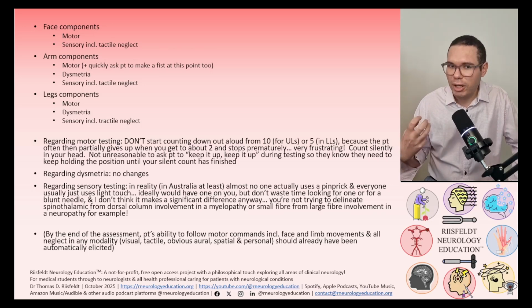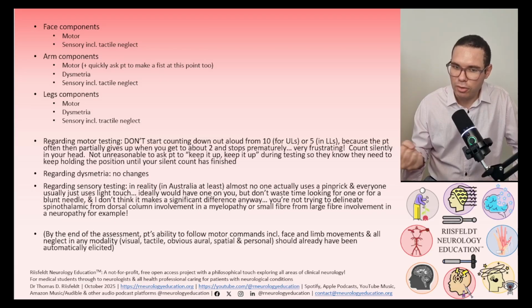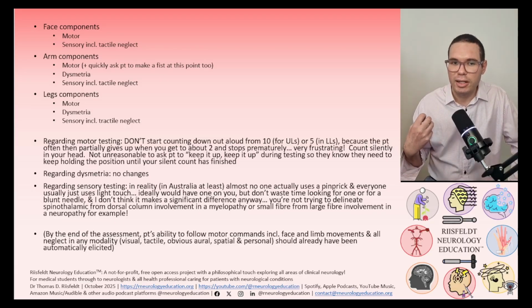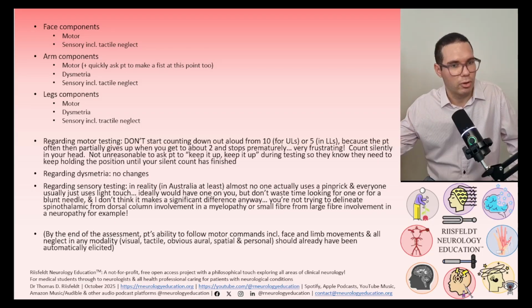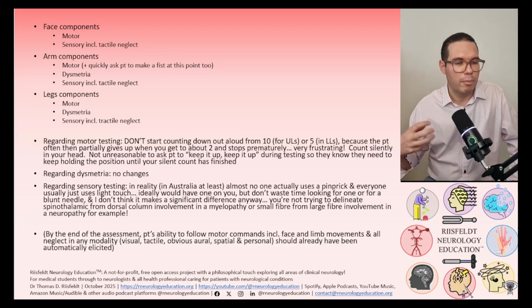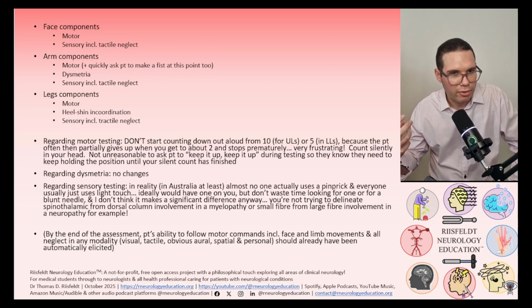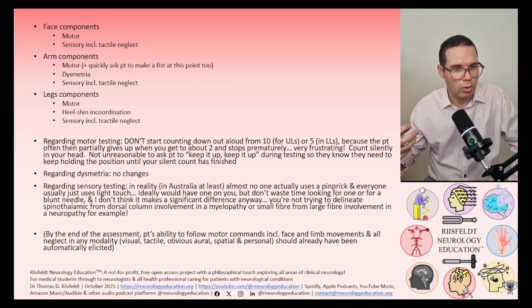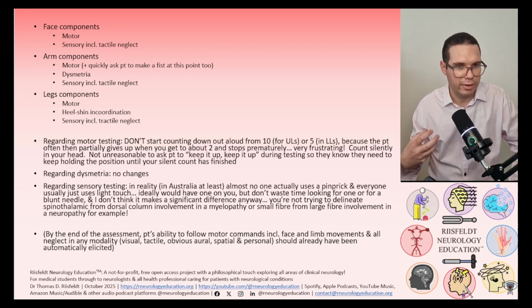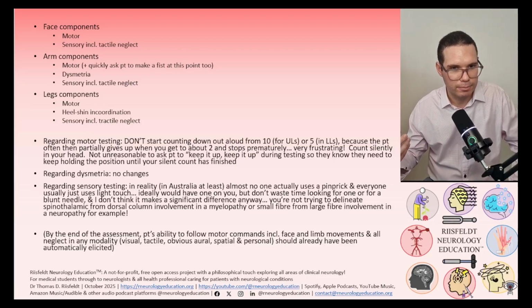But to do it by the book, at that point, you could also just ask the patient to quickly make a fist. So you've tested that component of the NIHSS as well. Similarly, with the testing facial power, you're asking the patient to close their eyes anyway. So you're already testing the motor response to closing their eyes at that point. Back to the arms, you're then doing dysmetria, and you're then doing your sensory testing, including testing for tactile neglect. And then in the legs, again, you're doing your motor assessment, you're doing your heel-shin incoordination testing, and you're doing your sensory testing, including tactile neglect.